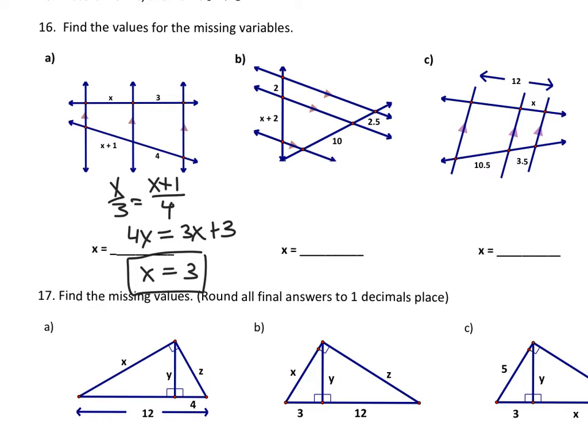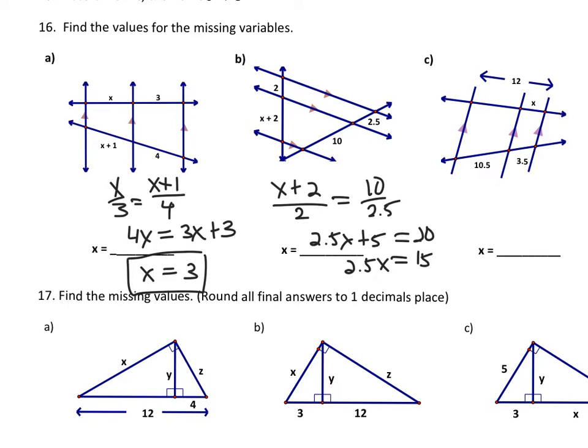For the second part, setting up a consistent proportion, one way would be to say that x plus 2 over 2 is equal to the split sides 10 over 2.5. So when we cross multiply, we'll get 2.5x plus 5 is equal to 20. So 2.5x is equal to 15. And dividing by 2.5, we get x equals 6.